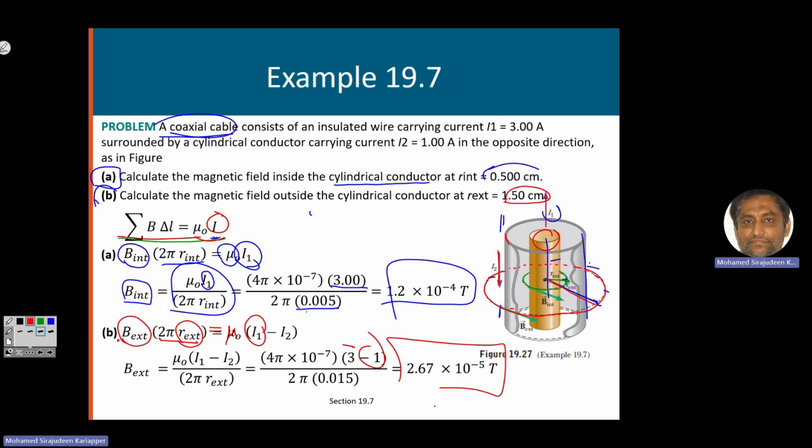I'll go to the second part B question. Red includes both currents, right? Inside the red circuital path, we have current I1 as well as current I2. Now that means I1 will have some sign. If it is positive, I2 will be negative. It's in the opposite direction. How do I decide which one is positive, which one is negative? Okay, I'm coming to that.